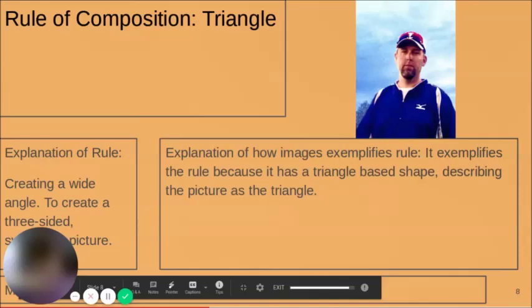My rule of composition is the triangle. The rule of triangle is creating a wide angle to create a three-sided symmetric picture. The image exemplifies the rule with a triangle-based shape describing the picture as a triangle.